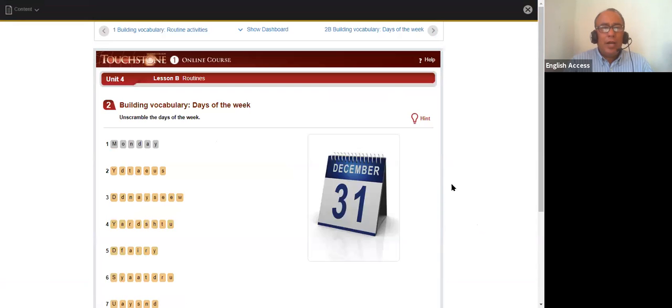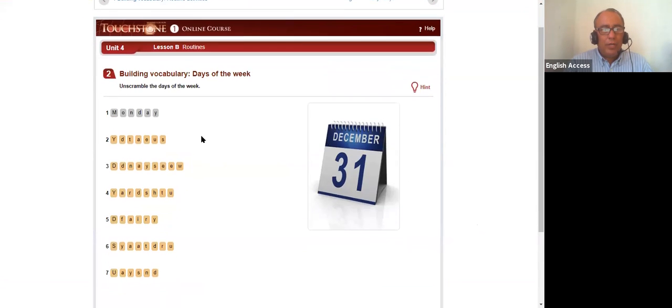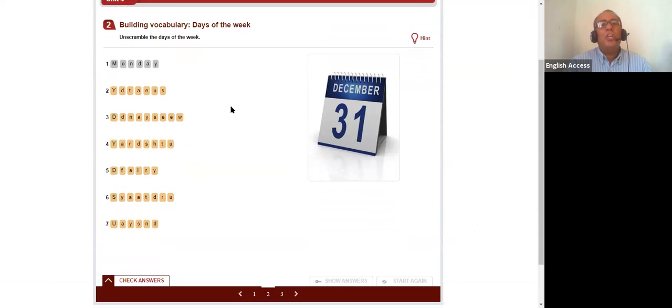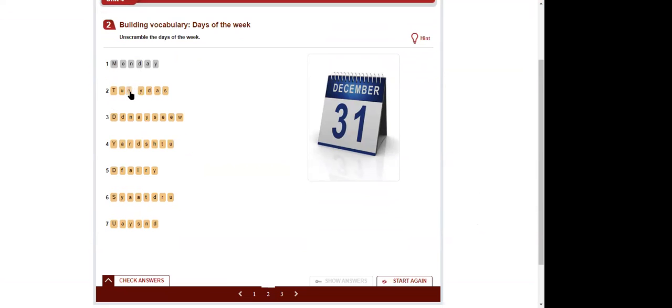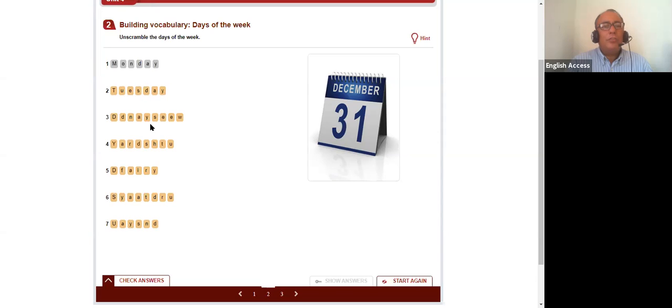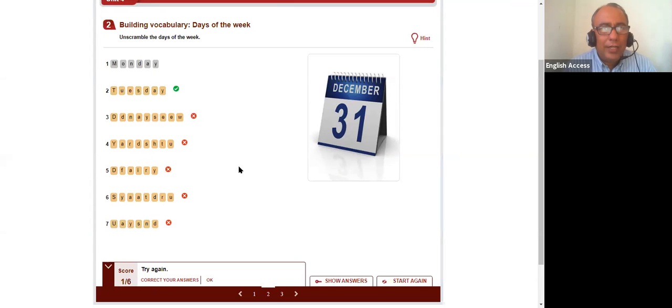This is vocabulary for days of the week. So here we need to put in order the names. For example, Monday is okay. What about number 2? We need to correct the position. Tuesday. So we have Tuesday, and so we check the answers, we have the names. Wednesday. Do you remember, Carolina, the days on the weekend? What are the weekend days?